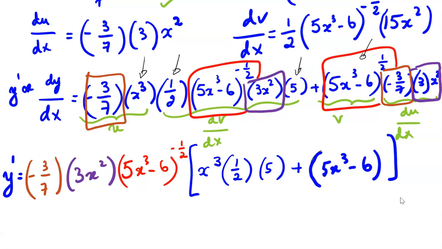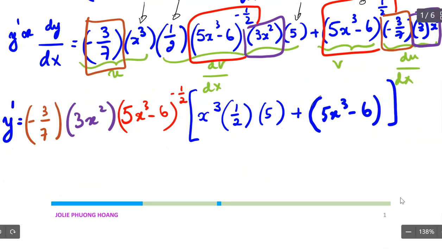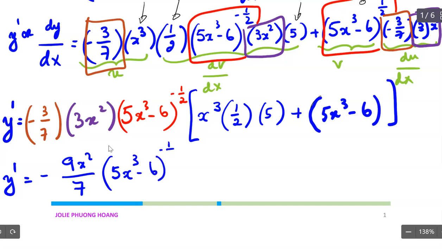Okay, so the next step is to, again, simplify. So to simplify, I will do this. Okay, so I will write this one as negative 3 times 3 will give me negative 9. Okay, so negative 9x squared over 7. And I leave this one here for now. I will make that into positive exponent at the very last step.